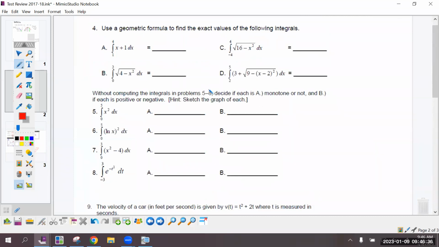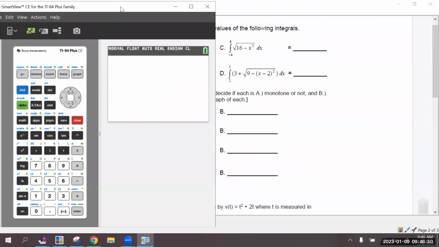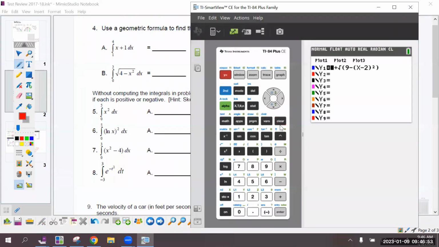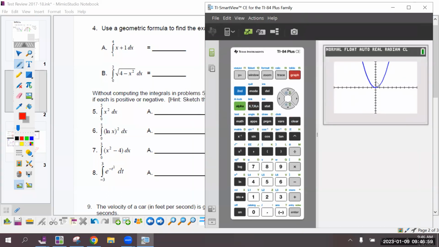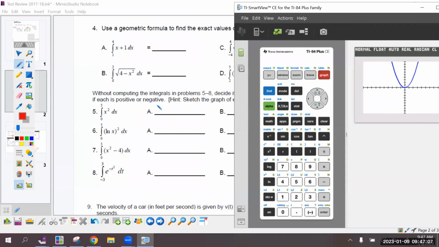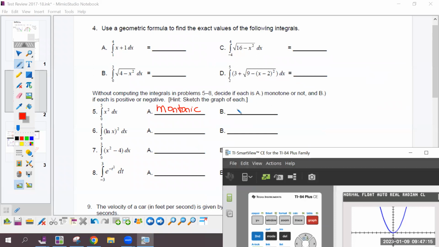Without computing the integrals, decide if the function is monotonic, which means always increasing or always decreasing, and if the integral is positive or negative. Sketch a graph. Okay, clear. We've got y equals x squared, and we're going to look only from 0 to 5. So here's 0, 5's over here. So yes, part A is monotonic or monotone. It is always increasing. And from 0 to 5, all of the area is above the x-axis, so the integral will be positive.